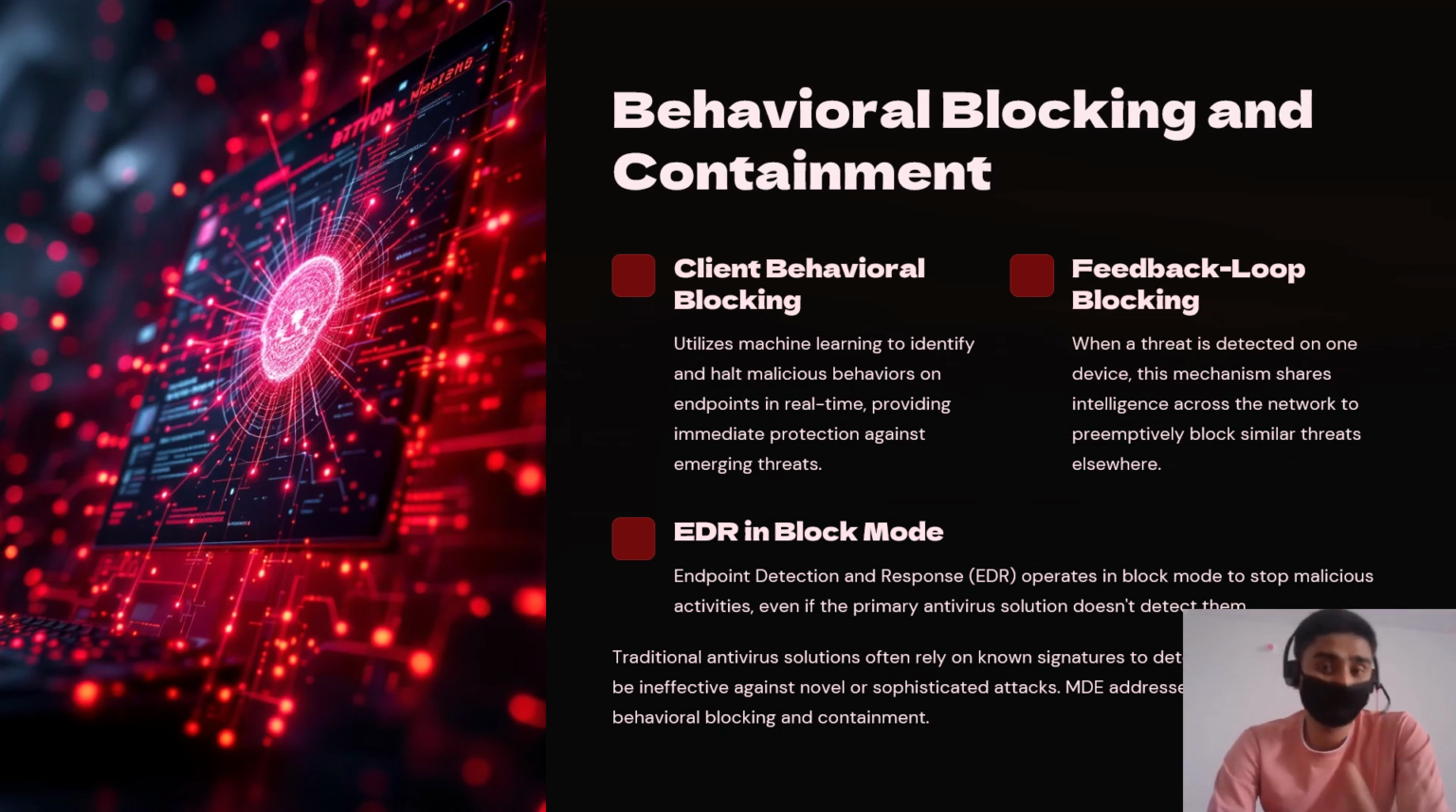Even if our AV fails, EDR does that. So this is all about EDR in block mode. The traditional antivirus solutions often rely on known signature-based threats and are ineffective against novel, sophisticated attacks. MDE addresses behavioral blocking and also the containment measure as well.